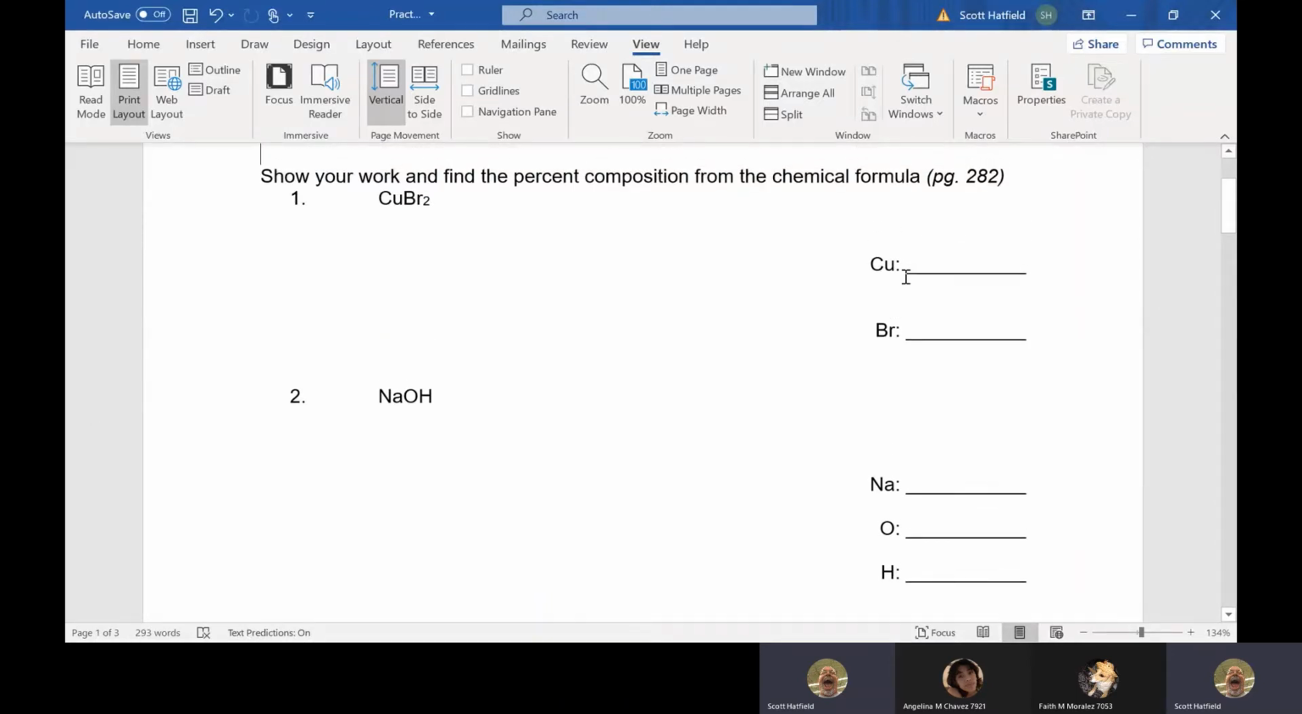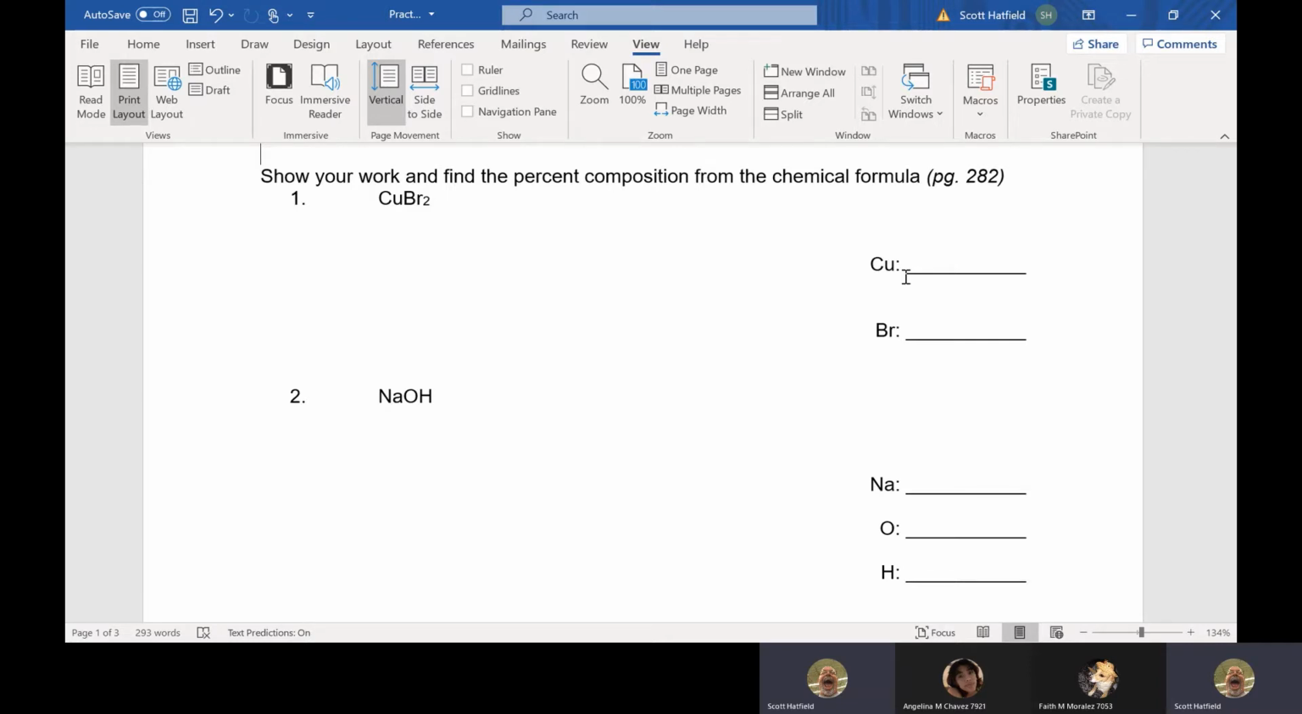So problems 1 and 2 here are about percent composition chemical formula, and they refer to page 282. And so I'm going to write them out, show them how to do it. So the first one is copper bromide. There's one copper, Cu, and there's one bromine, Br2. So I need the mass of one copper, which is just Cu. I'm going to need the mass of 2 bromines.